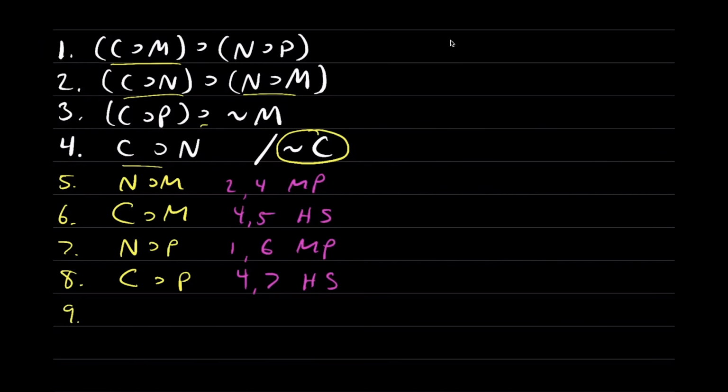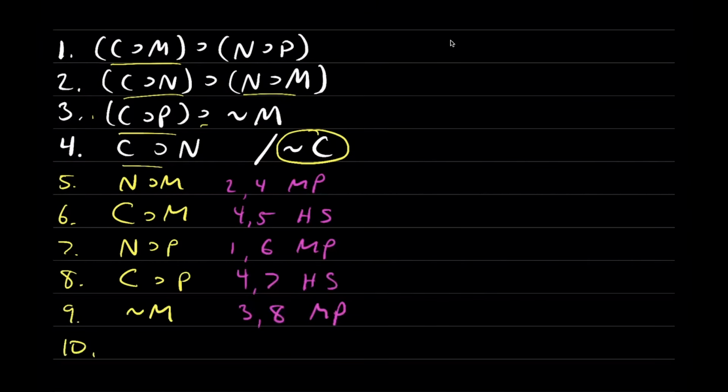But that gives us the antecedent of this conditional in line 3, if C, then P. If that is the case, you get not M. So on the next line, we can write not M. And that's going to follow now from line 3 and line 8 by Modus Ponens.